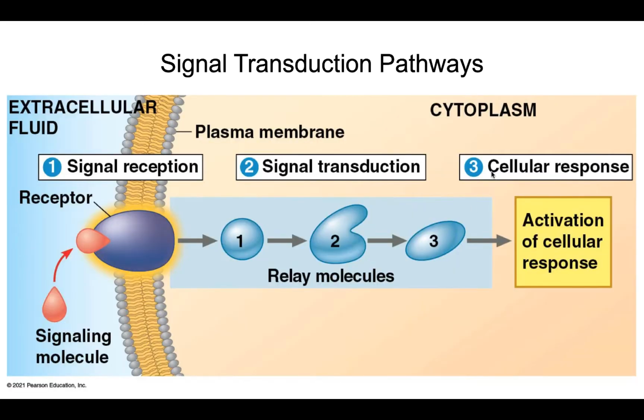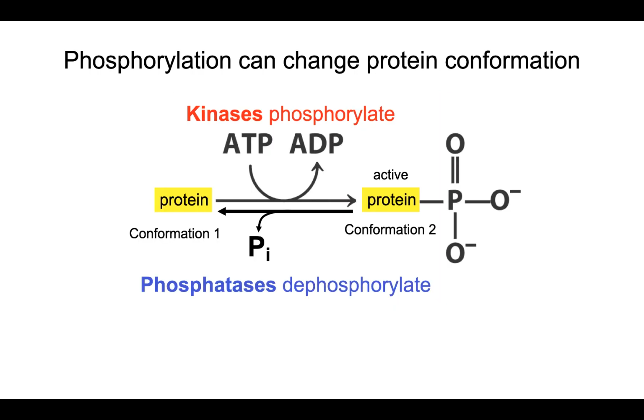So here we have the overview of cell communication, where the signal binds to the receptor, which activates a signal transduction pathway leading to a cellular response. So we're going to focus here on what is going on that connects the signal to the cellular response. Now, much of a signal transduction pathway depends upon kinases.